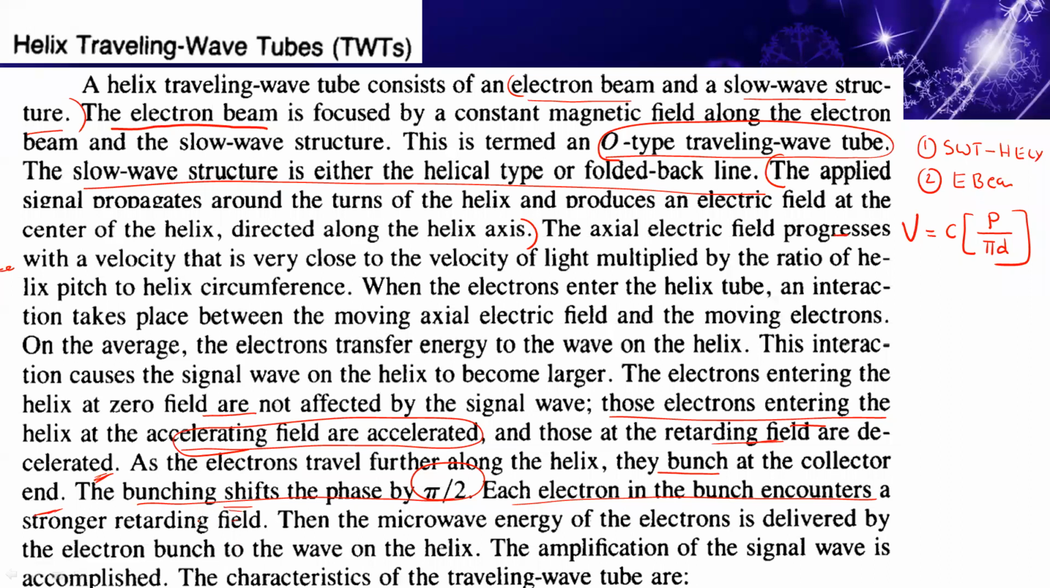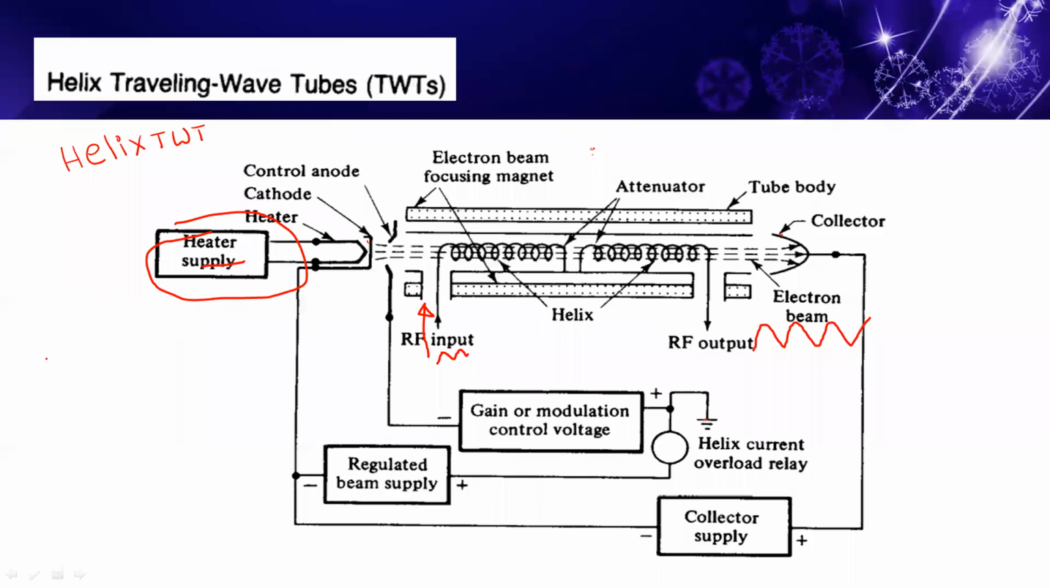So this is the simple process of the traveling wave tube. That's why I mentioned this is the path, the path of the electron beam.